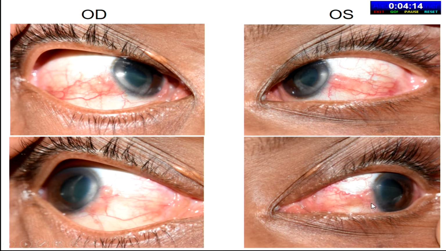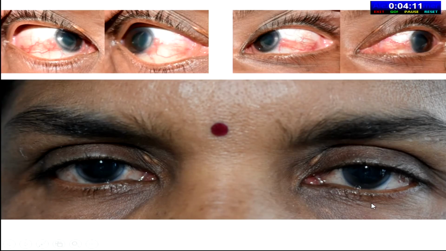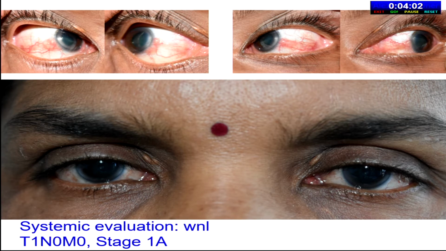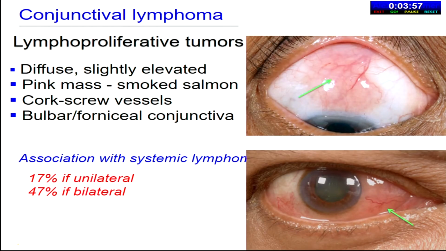So this is a case of a bilateral conjunctival lymphoma in a lady who was always thought to have a chronic conjunctivitis. So you should always be aware of these reddish and orangish lesions. Systemic evaluation in her was also within normal limits, and it was diagnosed as stage 1A T1N0M0. So conjunctival lymphoma is one of the conjunctival malignancies which is common that we come across. It is a lymphoproliferative tumor. Again, it's a spectrum. It could be reactive lymphoid hyperplasia and then turning into a lymphoma. So a biopsy is always mandated.